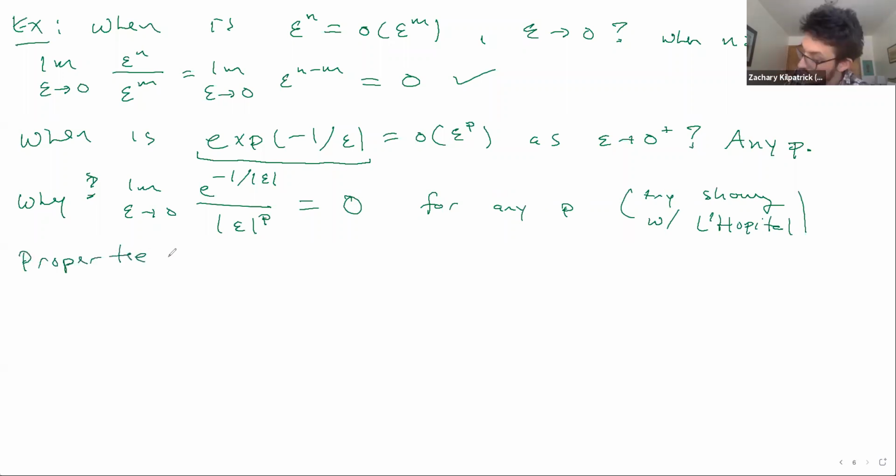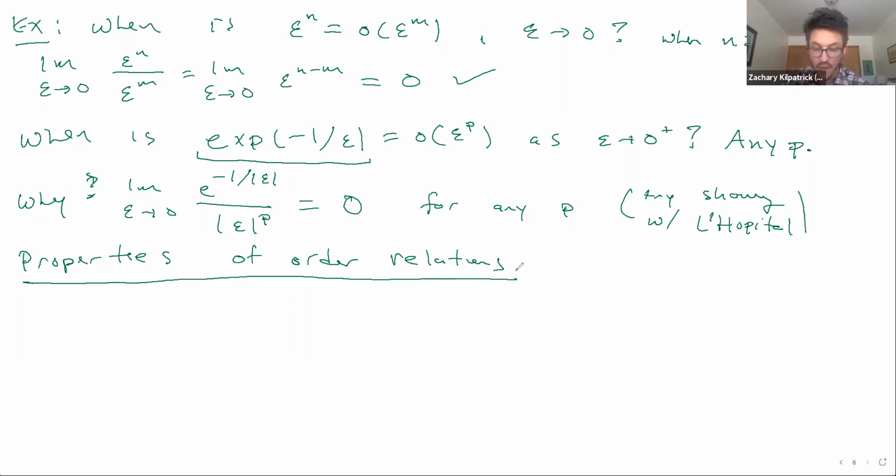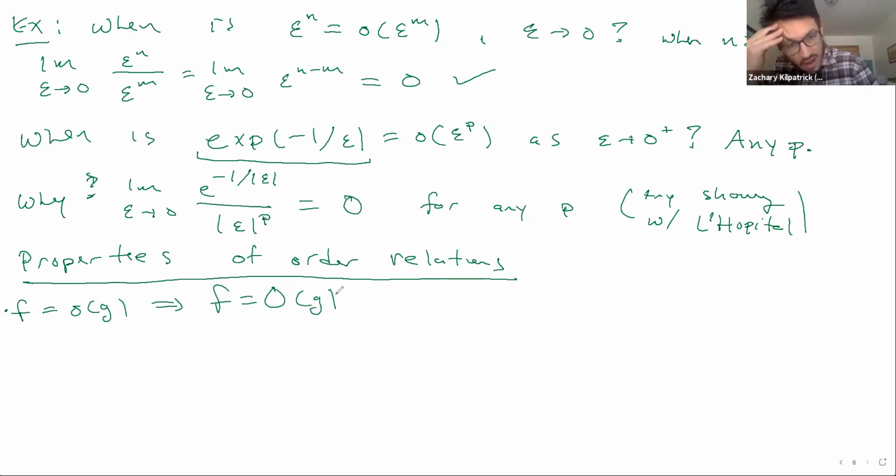So that's little o notation. Before we move on, let's catalog a few properties of order relations, both of little o and big O. First of all, if f is little o of g, it actually implies that f is also big O of g, because remember, big O is not a tight bound, and little o is a more restrictive bound than big O.